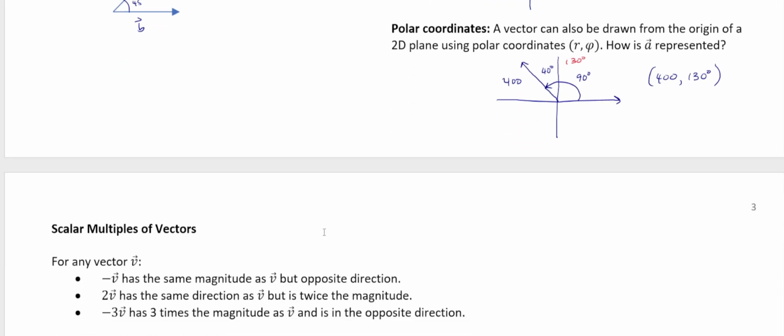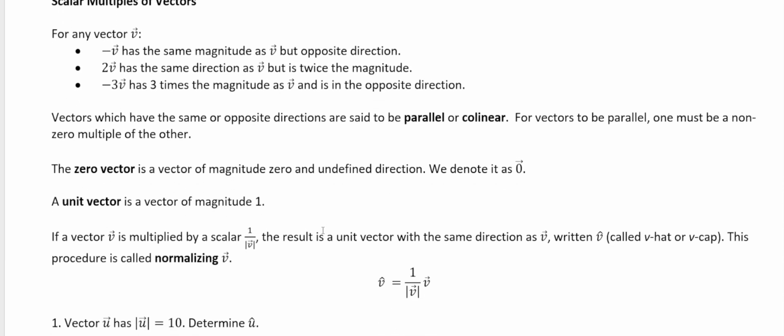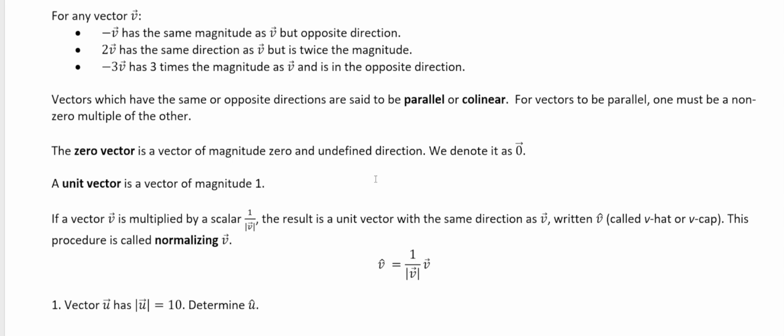Okay, finally we're going to take a look at scalar multiples of vectors. So for any vector v, negative v has the same magnitude as v but is in the opposite direction. 2v has the same direction but is twice the magnitude. And negative 3v has 3 times the magnitude as v and is in the opposite direction. Vectors which have the same or opposite directions are said to be parallel or collinear. For vectors to be parallel, one must be a non-zero multiple of the other.